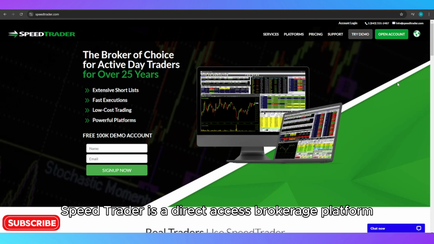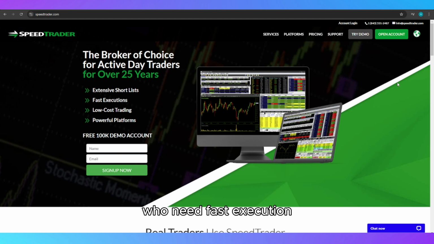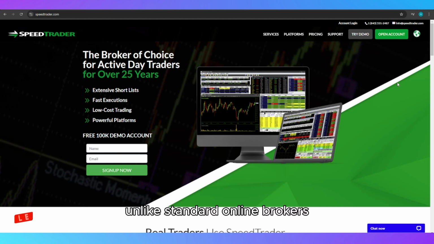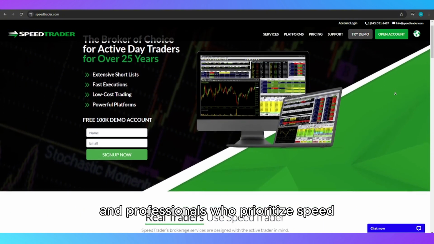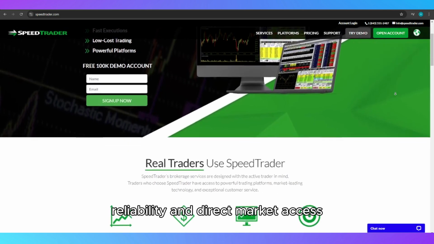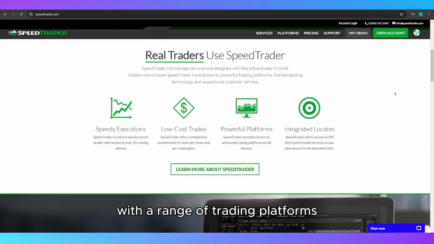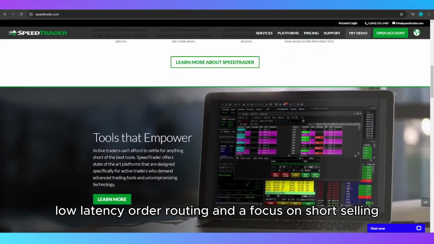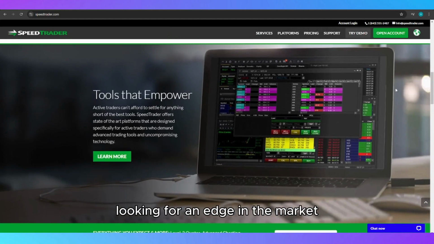SpeedTrader is a direct access brokerage platform designed for active traders who need fast execution, advanced trading tools, and competitive pricing. Unlike standard online brokers, SpeedTrader is tailored for day traders and professionals who prioritize speed, reliability, and direct market access (DMA) for stocks and options. With a range of trading platforms, low latency order routing, and a focus on short selling, SpeedTrader provides the tools needed for serious traders looking for an edge in the market.